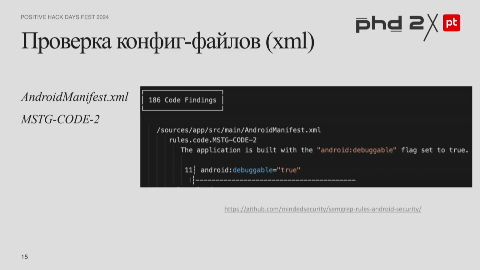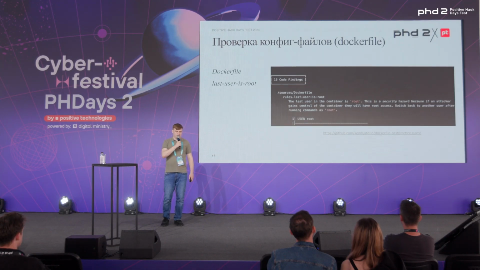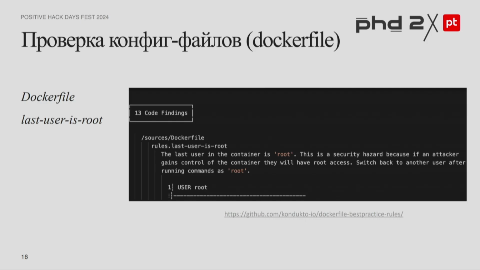Semgrep supports config file scans, and in this particular case, it identified an unsafe configuration in the Android manifest file. An Android app would be run in the debug mode, which poses security threats. In this other case, Semgrep identified a Docker file configuration that had root rights, which is an unsafe practice.